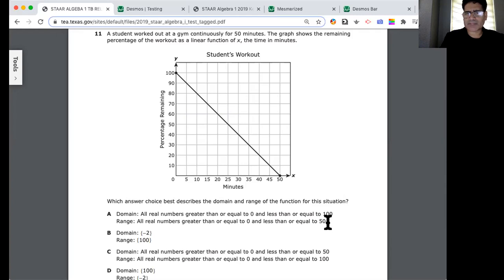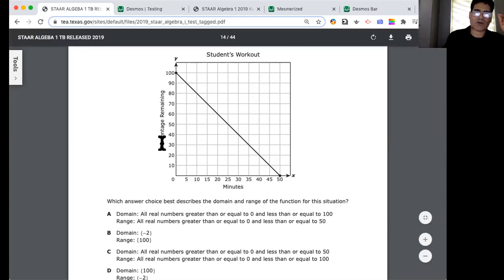Look at it, and here we're not going to be helped by plotting the points. In fact, all of the information we need is both in the question and in the answers. So let's look at it. The graph shows the percentage of the workout as a linear function of x. We have our x-axis along the bottom and our y-axis, and notice the numbers, 0 to 50 on the x-axis and 0 to 100 on the y-axis.